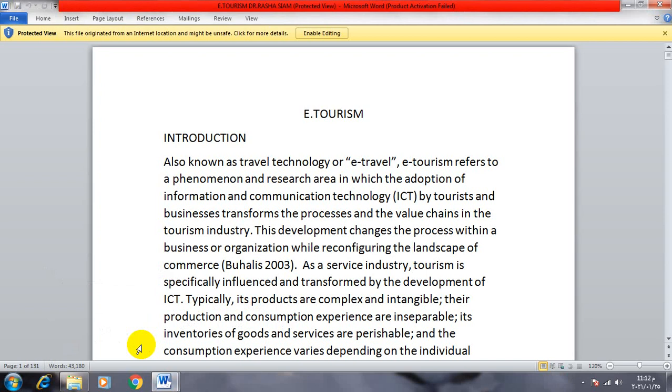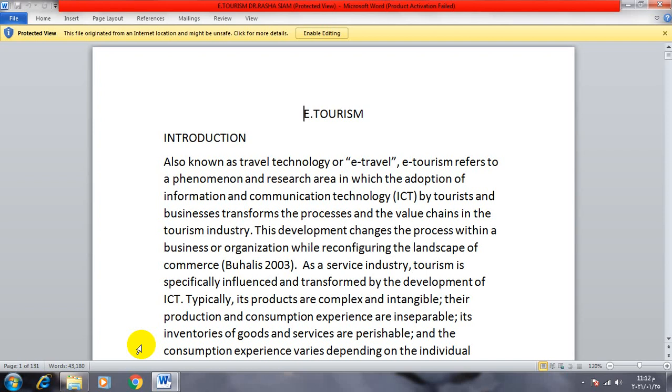E-tourism, also known as travel technology or e-travel, refers to a phenomenon and research area in which the adaptation of information and communication technology, ICT, by tourists and business transforms the processes and the value chain in the tourism industry. This development changes the process within a business or organization while reconfiguring the landscape of commerce.